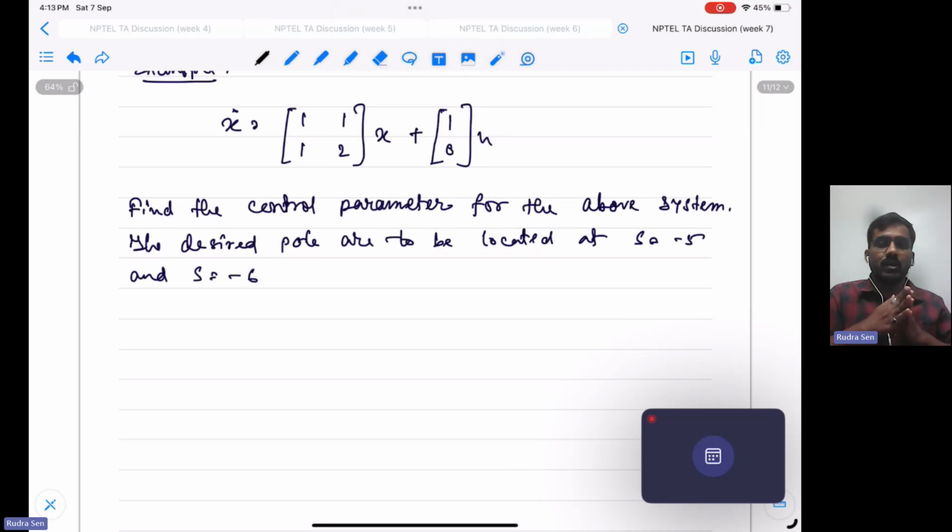Now you are doing it using a defined approach, because sometimes the question may ask you to design control parameters. If there is no approach mentioned, whether similarity transformation method or Ackermann's formula, and it just says find the control parameters with the desired poles at these locations, you can use any of these methods. But if the method is clearly mentioned, you have to choose that particular method, right? So for that case, what should you do?